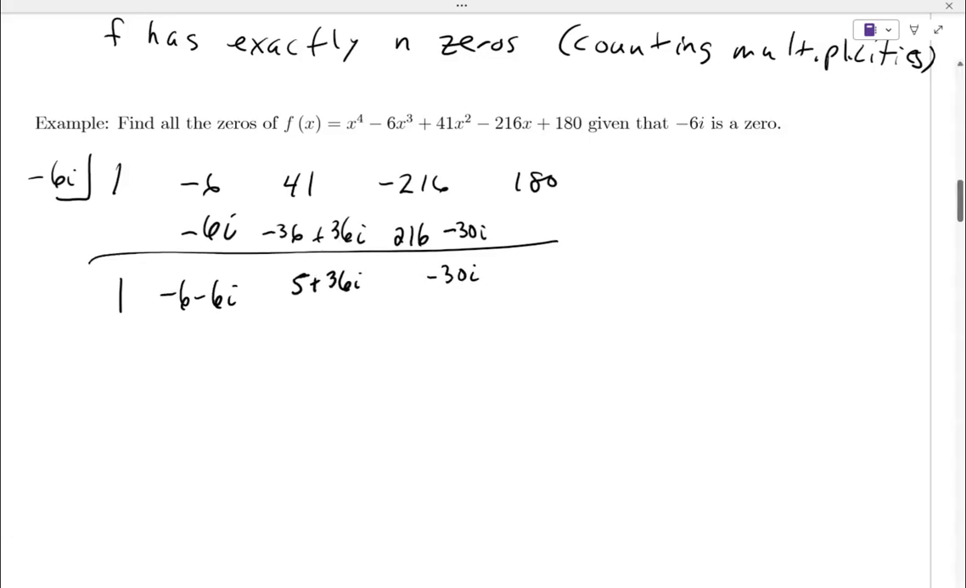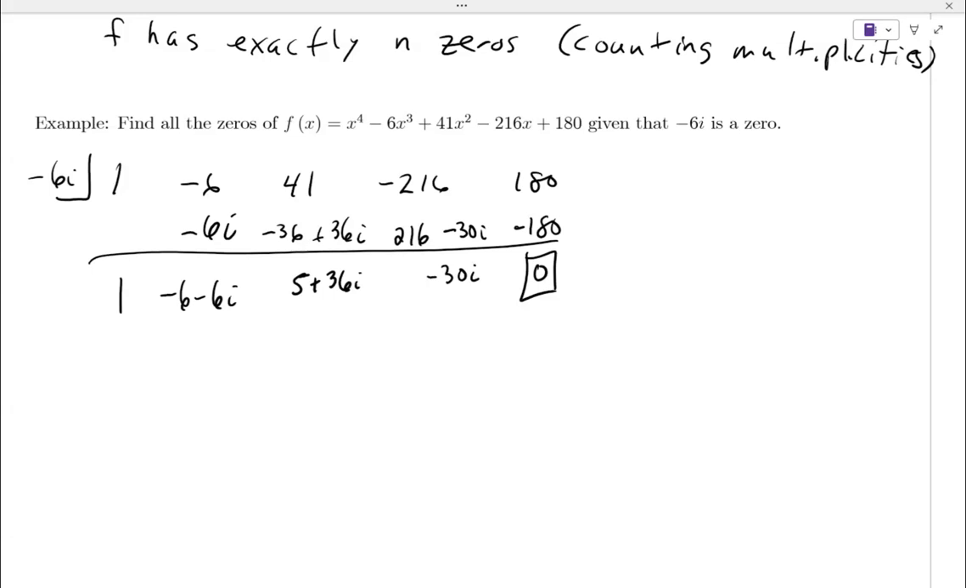negative 30i. You're told that negative 6i is a 0. So what should this turn out to be to make sure we get 0 at the end? So this number here should be negative 180, because when we add down, we should get 0. Let's make sure we really do get negative 180. Negative 6 times negative 30 is positive 180. i times i is i squared, which is negative 1. So we do get negative 180. Add down, we get 0. We better have gotten 0 because we were told that it's a 0.